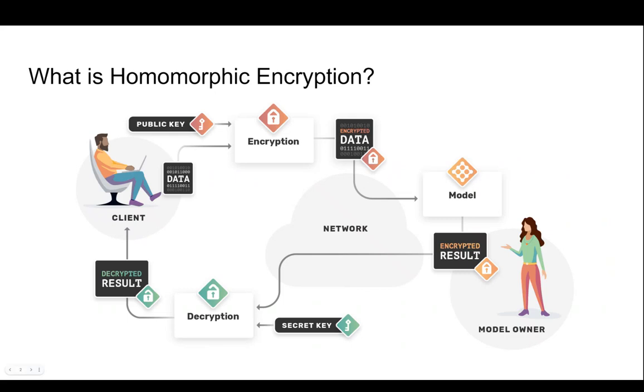So what is homomorphic encryption? Homomorphic encryption is a form of encryption that allows for computations to be carried out on ciphertext, generating a result that is still encrypted, and when the result is decrypted, it would match the results of the same operation if it was done on a plain text.